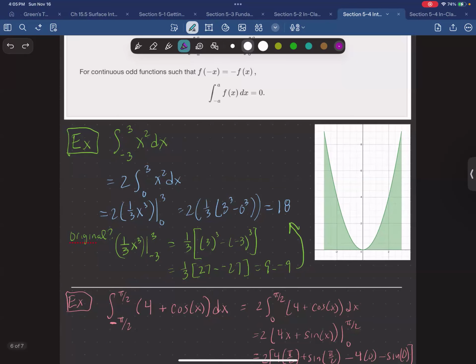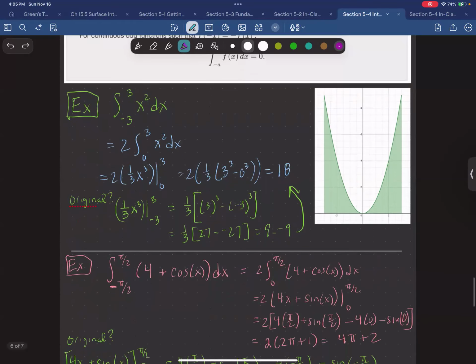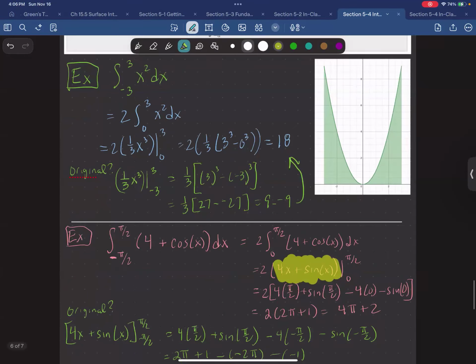Integrating 4, we get 4x. Integrating cosine, we get sine. And I've got 2 times 4 times pi over 2 plus sine of pi over 2, and then minus 4 times 0 minus sine of 0. That just ends up being 2 times 2 pi plus 1, which is 4 pi plus 2. This was what I get when I integrated, and I can just do that rather than doubling it. I can do it with the original boundaries.